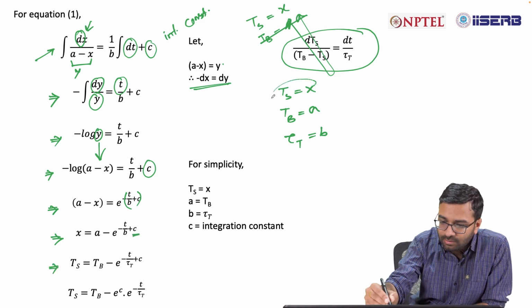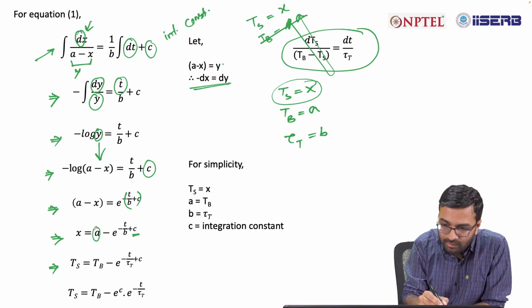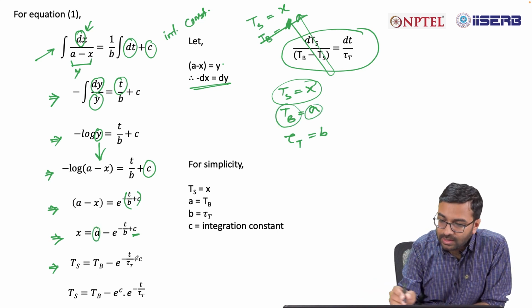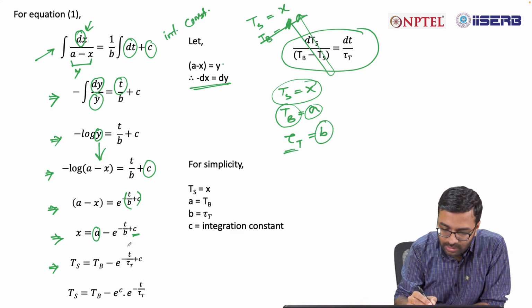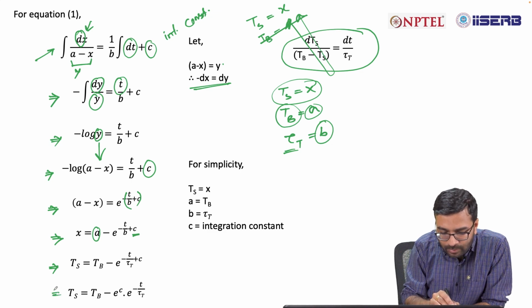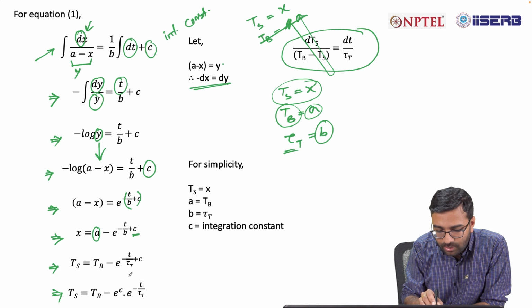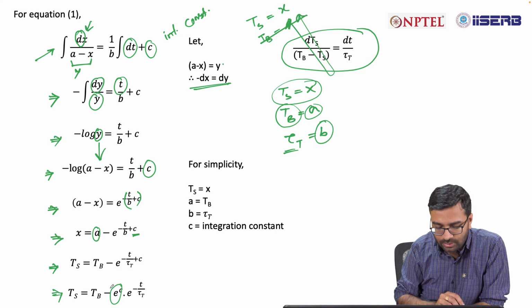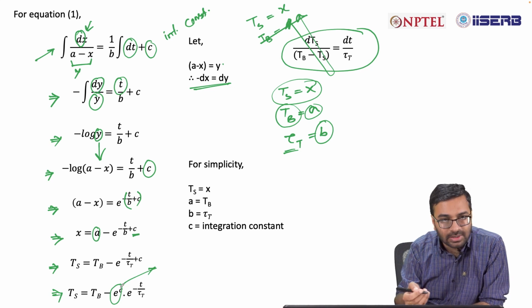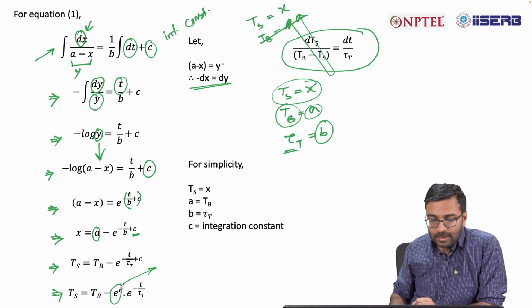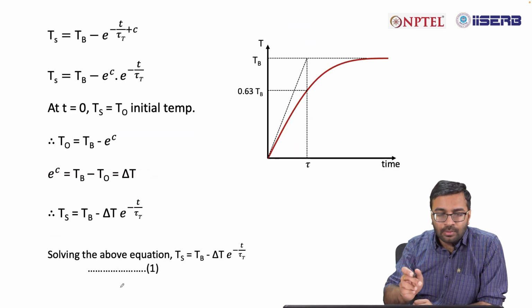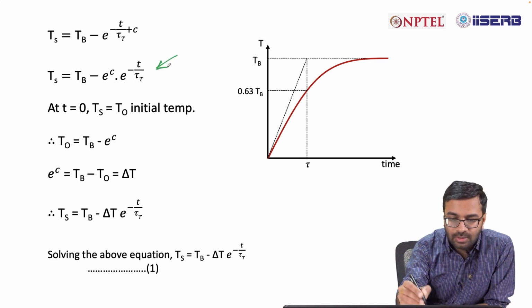Put the value of x, which is Ts. So, your Ts is equal to, put the value of a, which is Tb, Tb minus e to the power minus t by tau, because the value of b is tau t. So, t by tau t plus c, or you can write Ts is equal to Tb minus e to the power c into e to the power minus t by tau. So, this is an equation and this is the constant value. As I have said, even if it is minus c, it will come as e to the power minus c, but it is a constant anyways. So, it does not make a difference, right? Now, this is what the equation is.